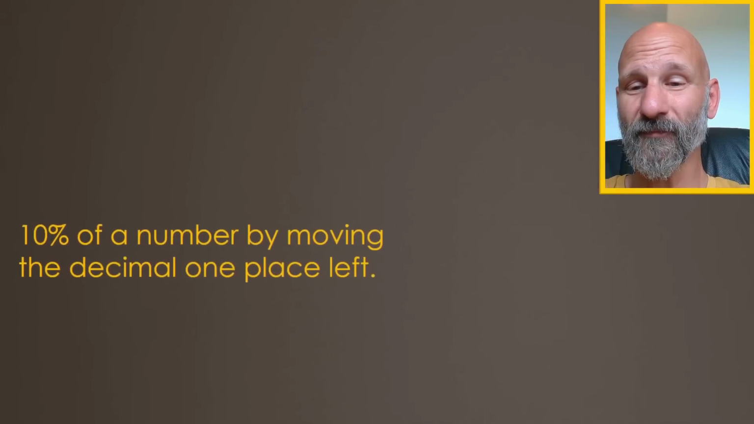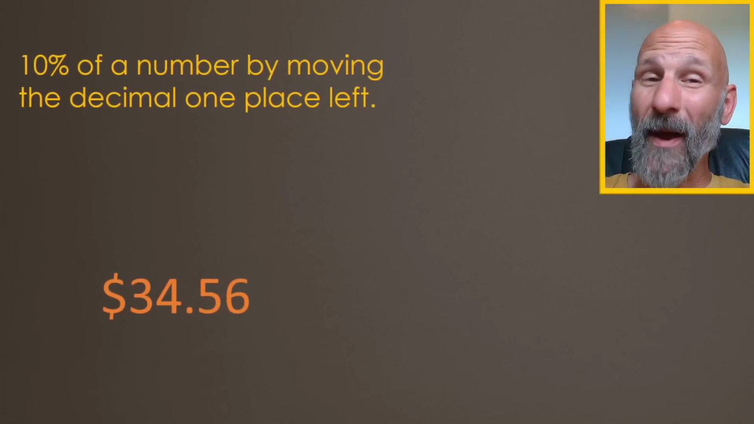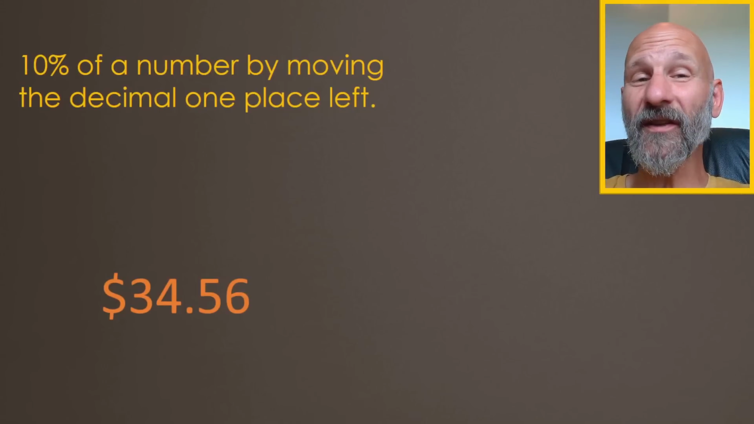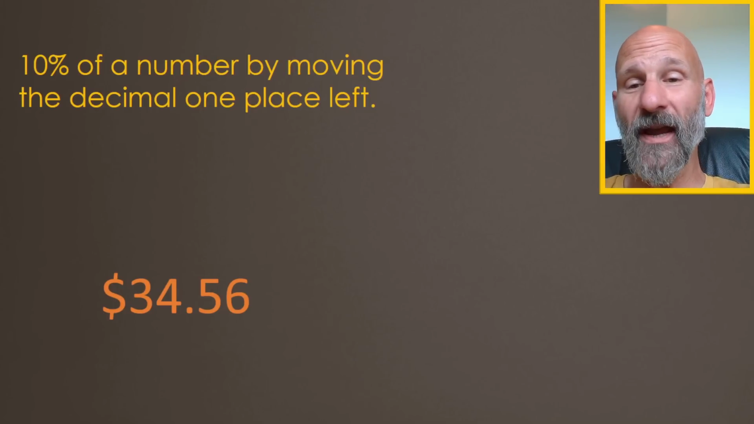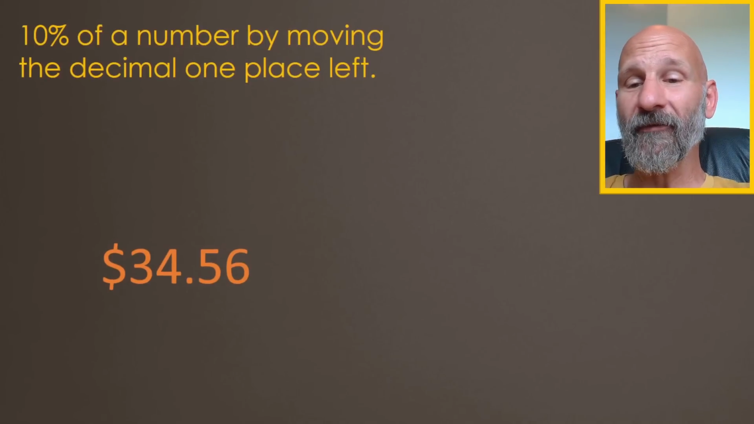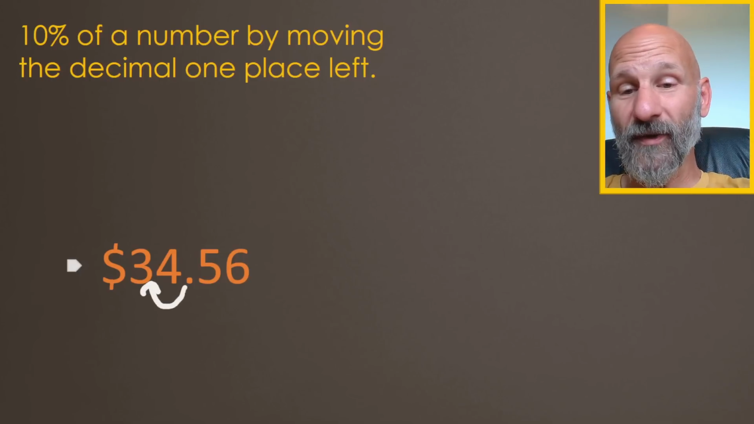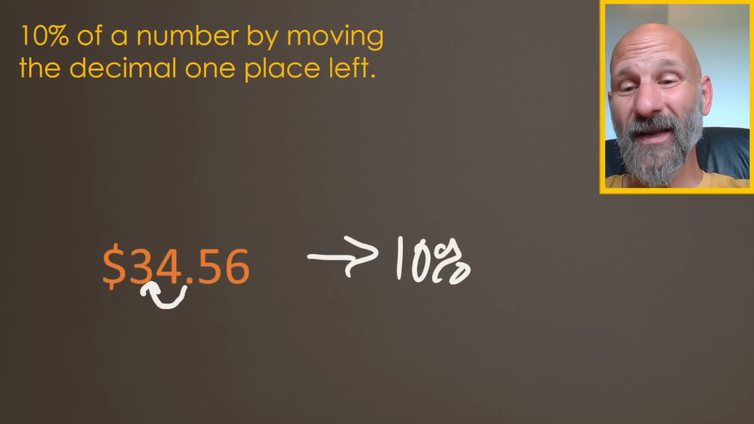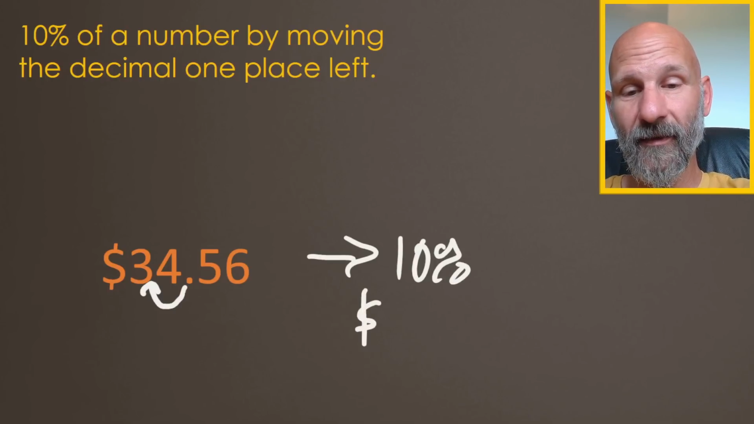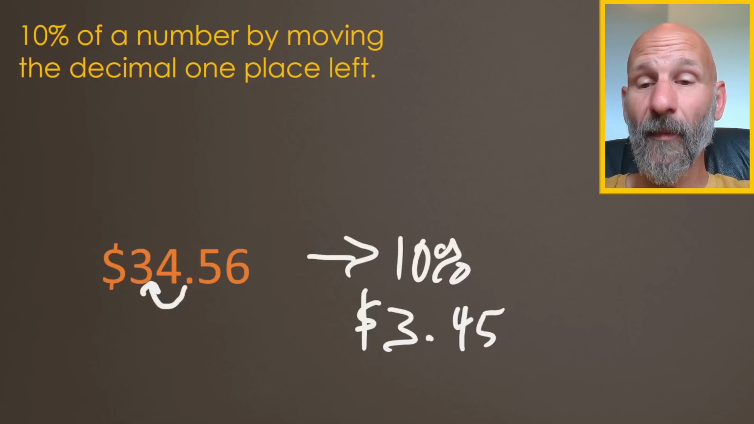So in order to find 10% of any number, you're going to multiply by 0.1, or divide by 10, but you're basically just going to move the decimal place over one spot to the left. So if we have 34.56, we're going to move the decimal point one spot to the left. So 10% of that is going to be $3.45. That's how we find 10% of a number.